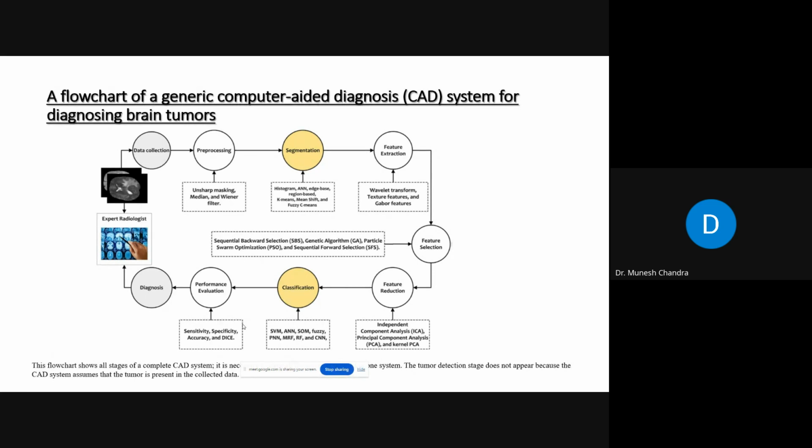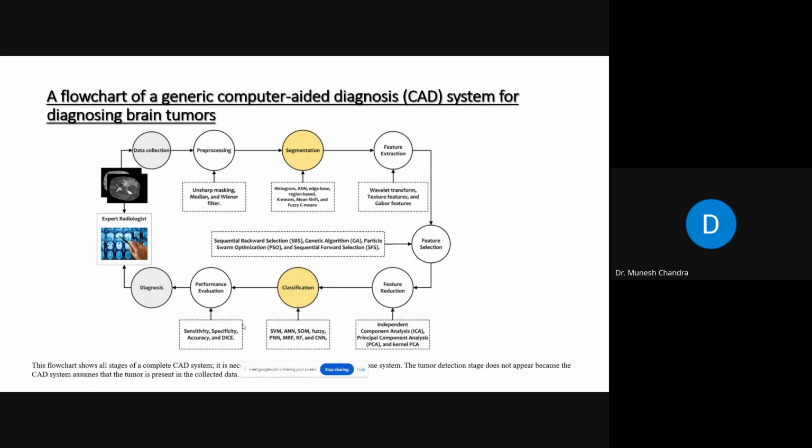After the image pre-processing, we have to do the segmentation. For the segmentation, we can use the histogram approach. We can use artificial neural network. We can use the edge-based and region-based segmentation. We can use k-means clustering. We can use mean shift and fuzzy C-means. These are certain algorithms that are used for image segmentation. So according to the size of the data, we can select the algorithm for the image segmentation.